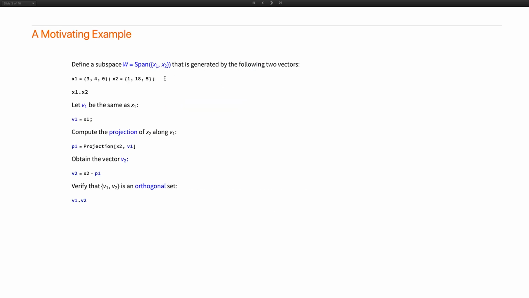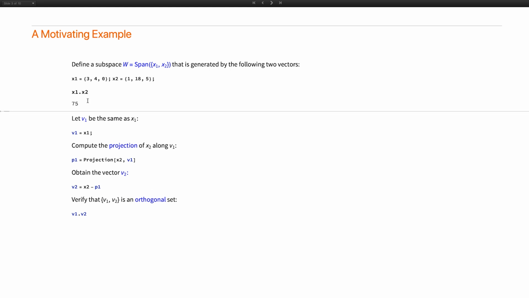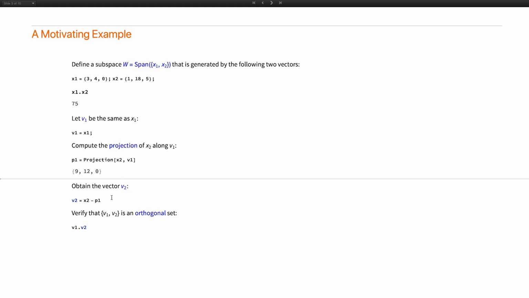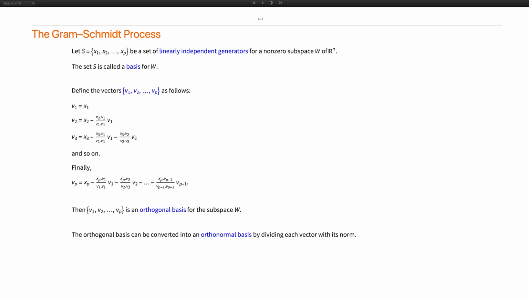Okay, so let's begin with a motivating example. Here is a pair of vectors x1 and x2. If you take a dot product, you see the dot product is not 0, it's 75. So what you can do is first define a vector v1, which is x1, then work out the projection of the second vector along v1, and then subtract it off. Now the two new vectors v1 and v2 are actually orthogonal. So that's the idea behind what is called the Gram-Schmidt process.